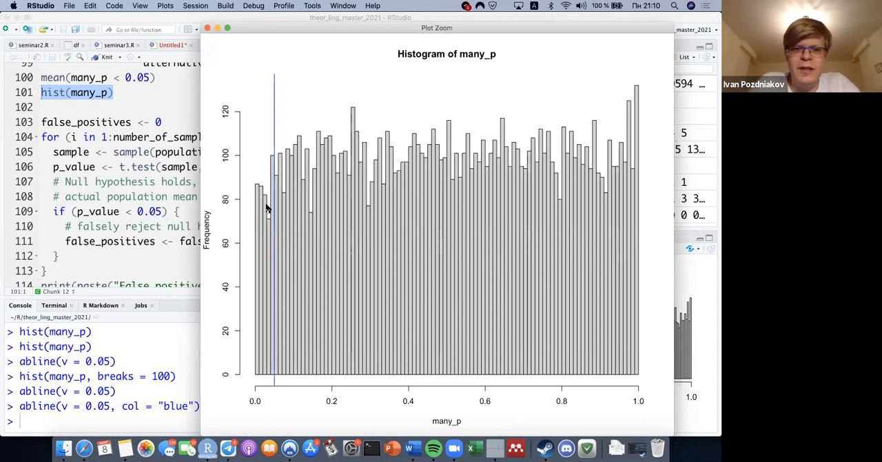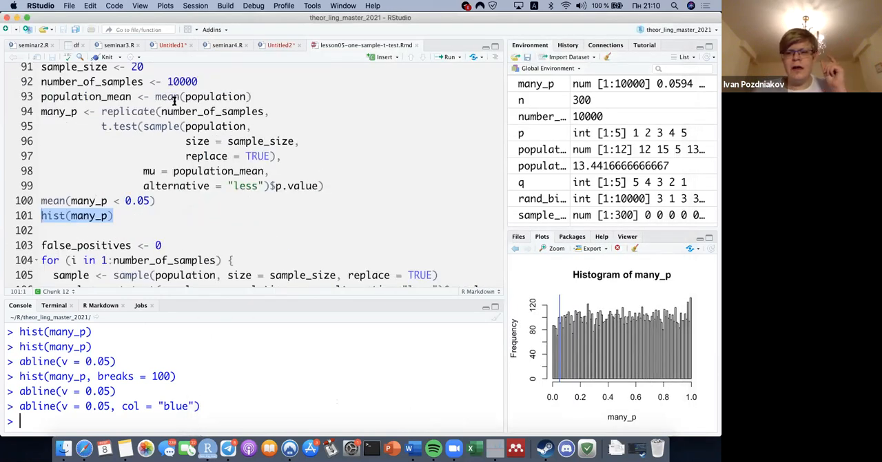So what is interesting to see is how this distribution of p-value will look like if our null hypothesis is not true. We can do the simulation, we can do that easily just with few changes in our code. And you can think how this distribution of p-value will look like if you plot a histogram.